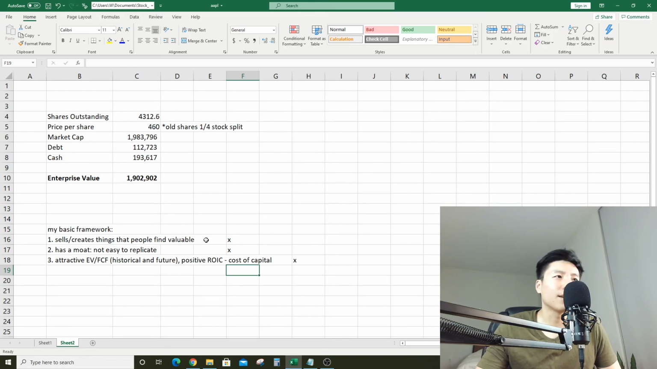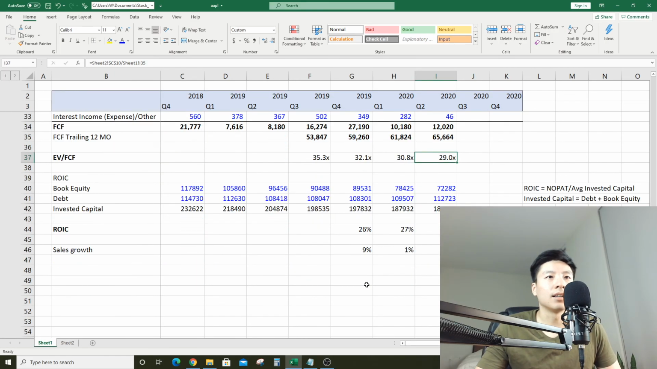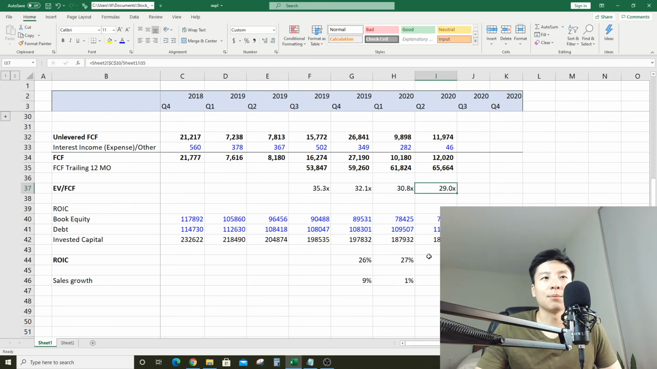And finally, I talked about the litmus test of ROIC, making sure that a company has positive ROIC after you account for their cost of capital. Cost of capital is kind of a nebulous term. I generally just assume it's like 5%, 10%, right? Just a ballpark number. And clearly Apple passes this with flying colors. It's generating a ton of value.